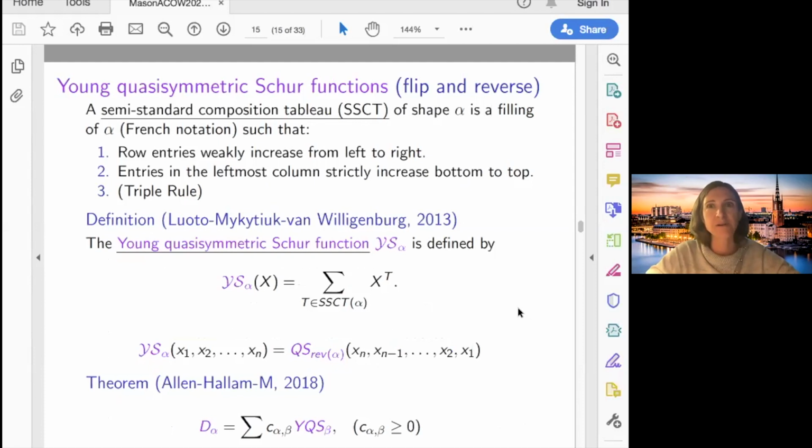And essentially what we're doing is basically a flip and reversal of a variable. Darius asked if YS would be the same thing as YQS. Yeah, this notation hasn't necessarily standardized. But the Young quasi-symmetric Schurs do play nicely with the dual immaculates. So there's a nice positive expansion of the dual immaculates into Young quasi-symmetric Schurs. And that's the formula that we wanted to lift to the polynomial ring.